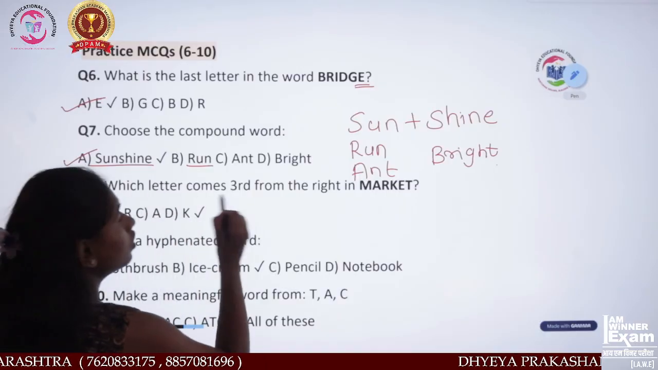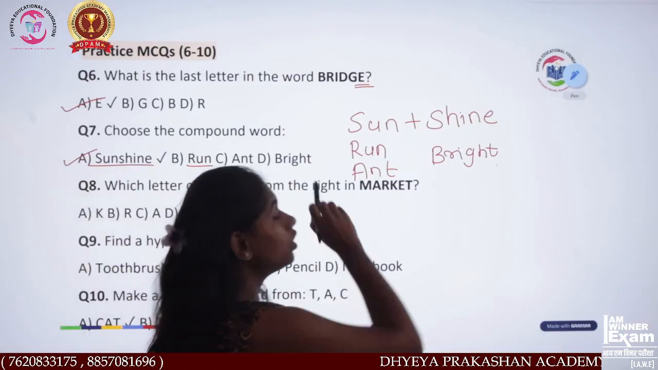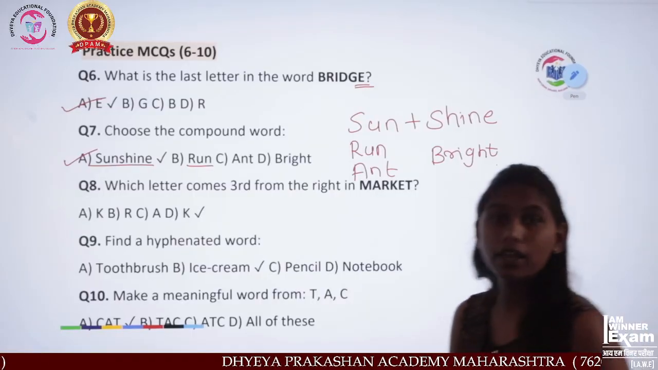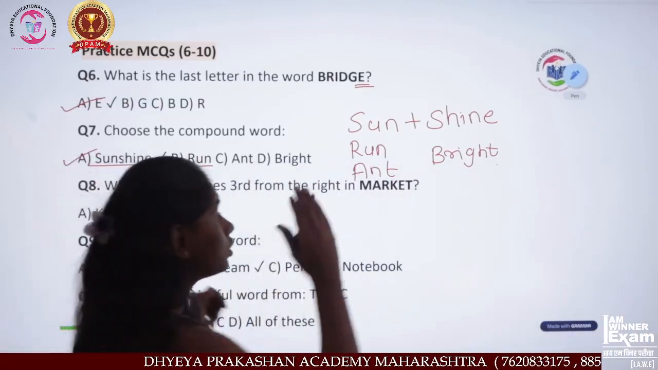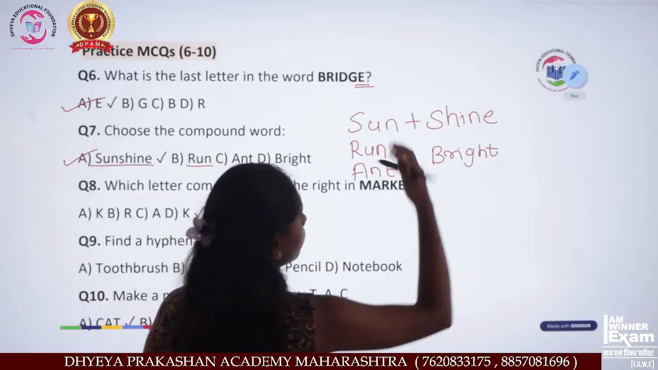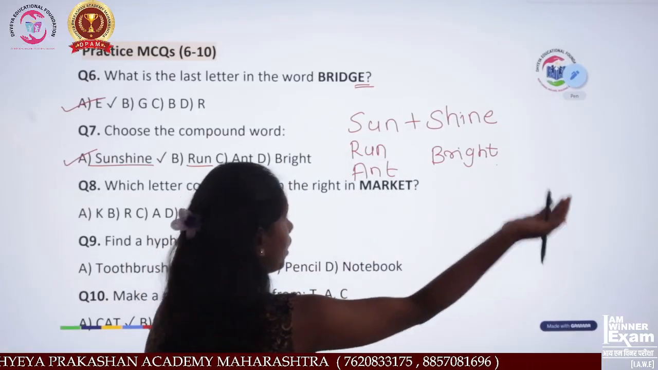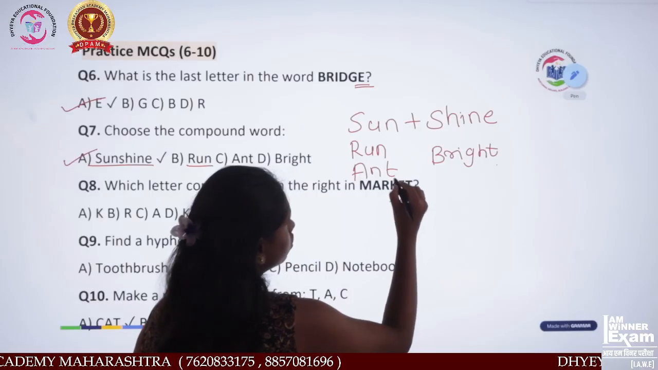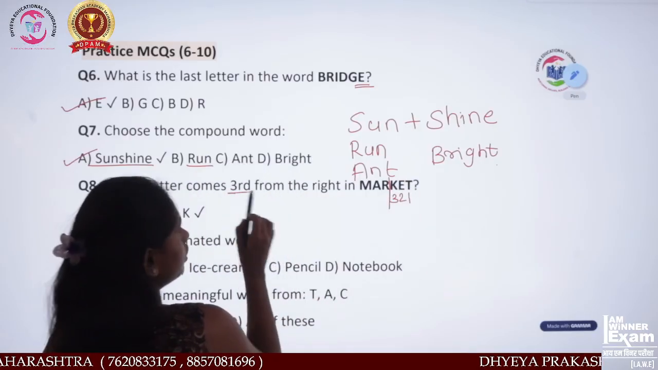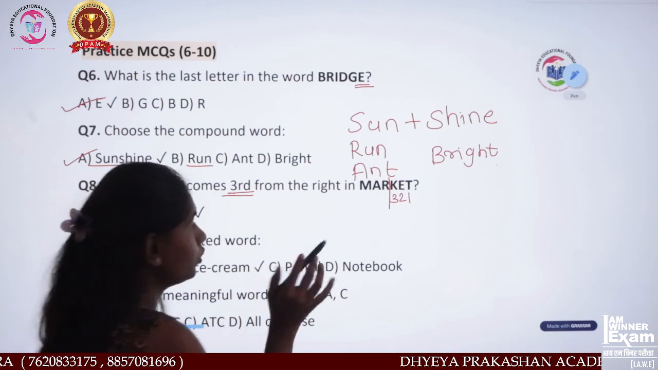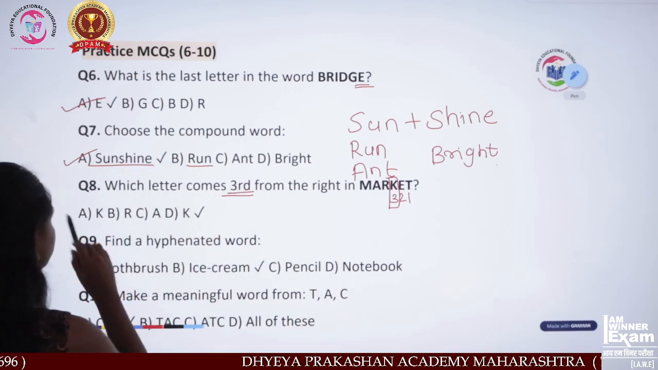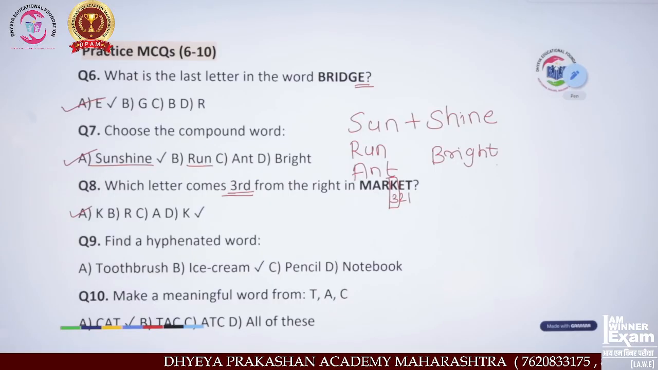Then which letter comes third from the right? Now they are asking us to start counting from the right side. So from the right, this will be our left side and this will be our right side. So from the right side, 1, 2, 3. So they are asking about the third letter. Which will be the third letter? That is K. So the correct option will be option A, that is K.